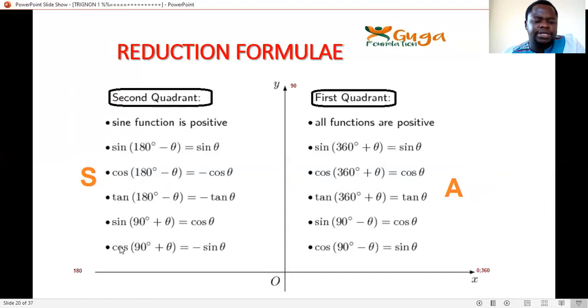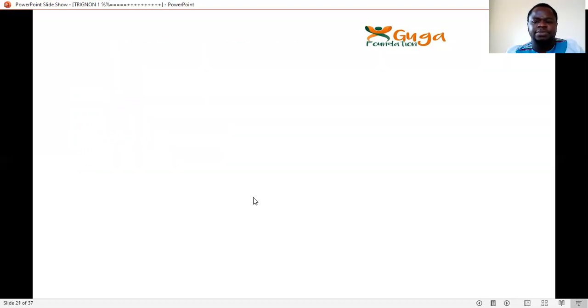Second quadrant. Is cos there positive or negative? Cos is negative. Is it a cofunction? Yes, it will be sin theta. So this should be simple. This will be very simple.